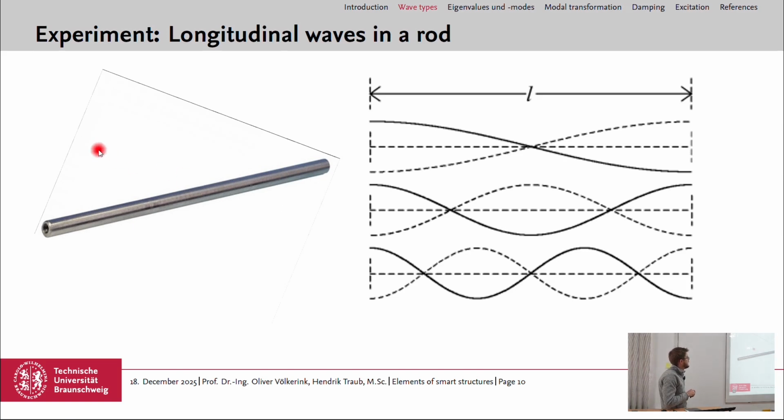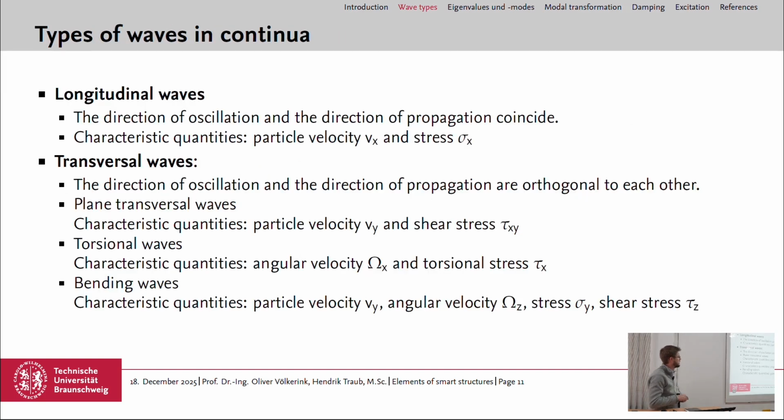So this is an example for a longitudinal wave in a rod. We have the wave propagation and the movement of the particle in the same direction. Yes, direction of oscillation and direction of propagation coincide. Characteristic quantities are particle velocity and stress.